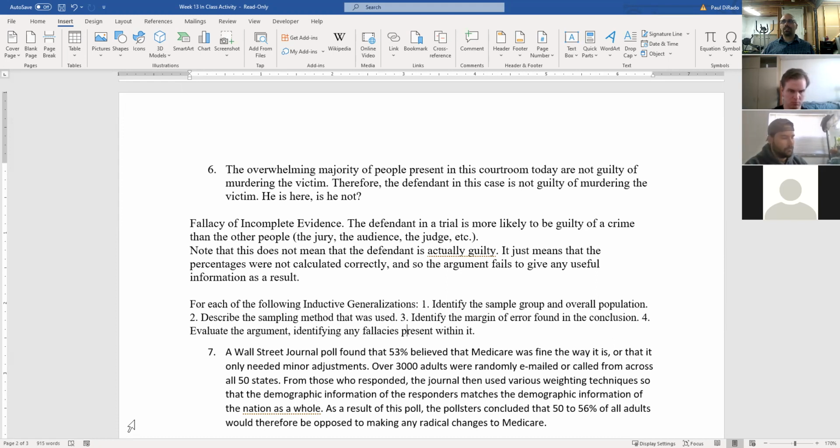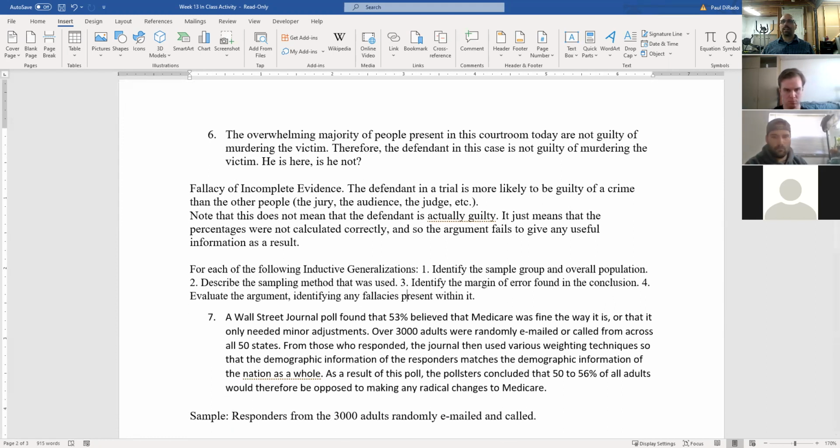All right, let's start talking our way through this one. So identify the first thing: identify the sample group. And I really think this is worth doing. Sometimes students leave it out, but I think it's really worth identifying the sample group, and that's why I'm making you do it for exam purposes.